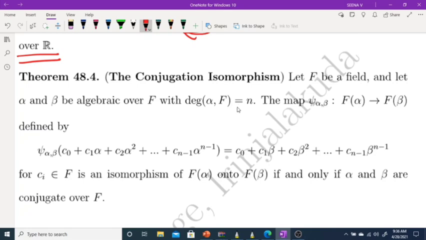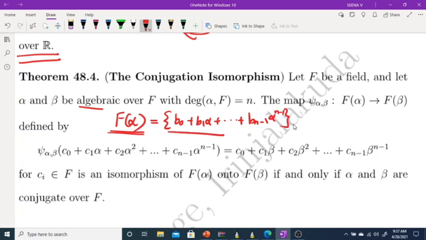Then we are defining a map psi alpha beta. As alpha and beta are algebraic over F, clearly we can define F(alpha). And in previous classes we have proved that if alpha is of degree n, then elements of F(alpha) are of the form b0 plus b1 alpha plus etc plus b(n-1) alpha raised to n minus 1, and the expression is unique. We have already discussed this result.